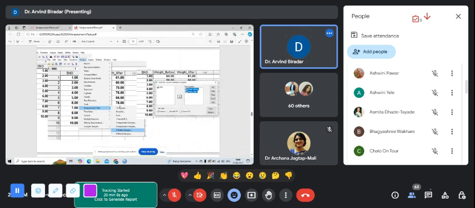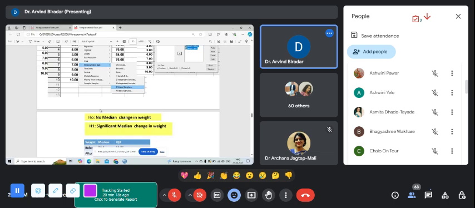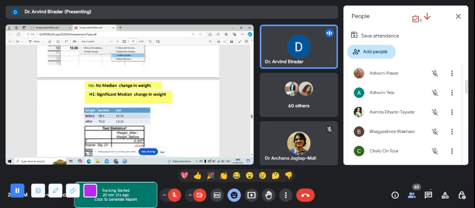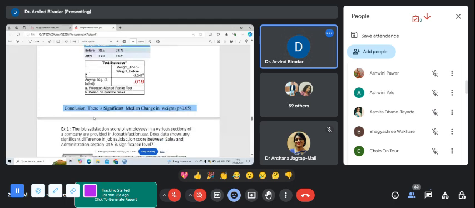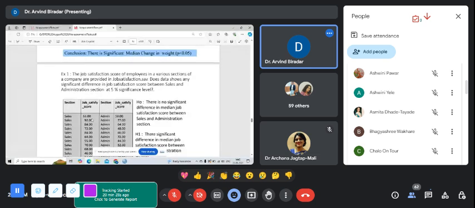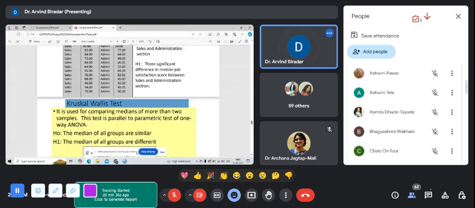See, the procedure is non-parametric related samples. Thereafter, we can define it like this. Okay. The procedure is that, yes, Kruskal-Wallis test. See that this is parallel to the parametric test of one-way ANOVA.